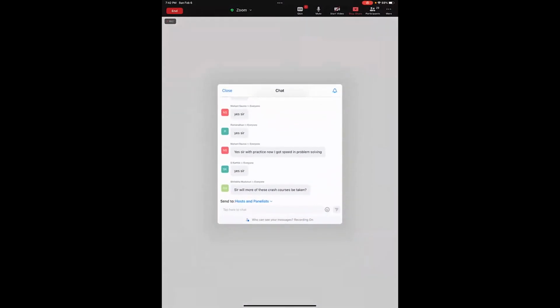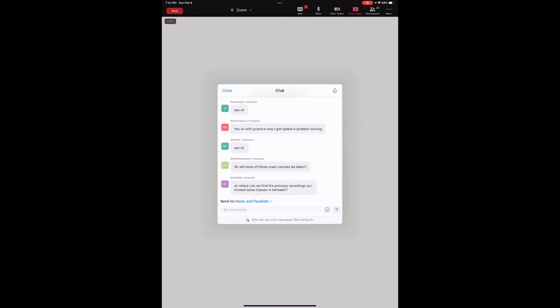Sir, will more of this crash course be taken? It depends, right? If more of you are interested, it might be continued. So again, consult the management, Amrita. You can send a mail or call them or however you can, get in touch with them. Let them know. Based on the number of people who are interested, they'll decide. They might think of extending or starting another session wherein you can go much deeper.